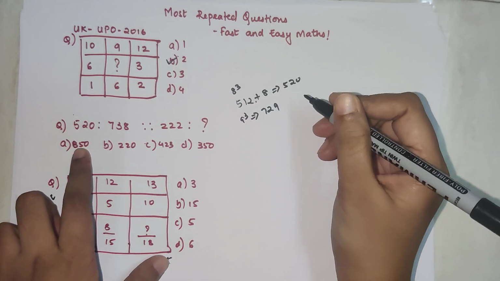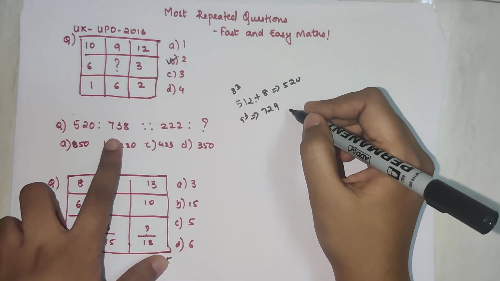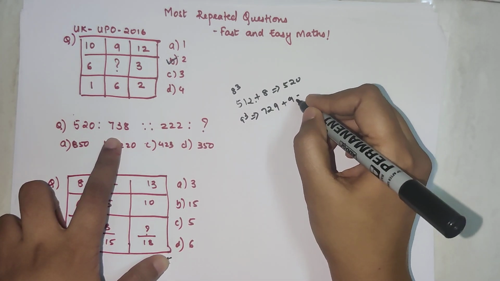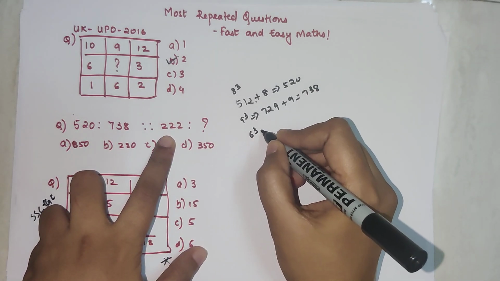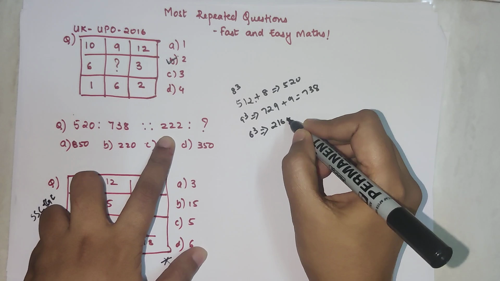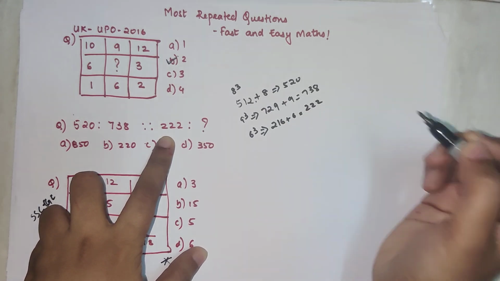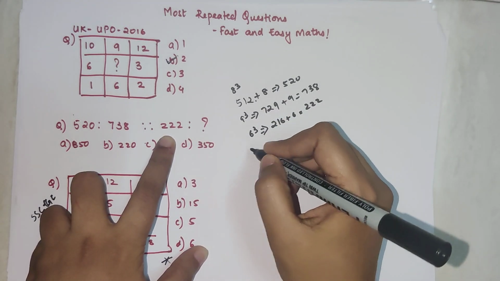729. Correct? 729 plus what? 9 gets you what? 738. So this is 6 cube, which is 216. When you add 6 to it, you get 222. So similarly, what should be the next number?